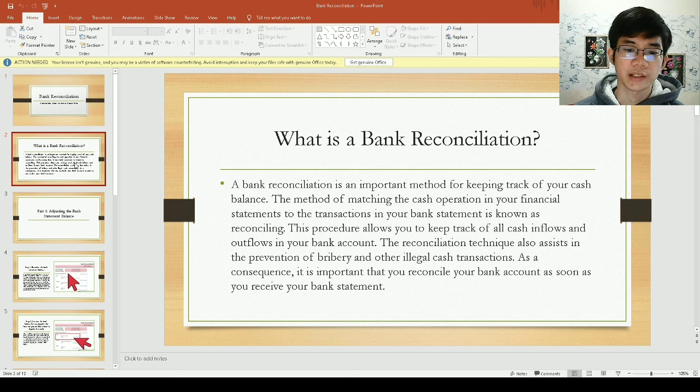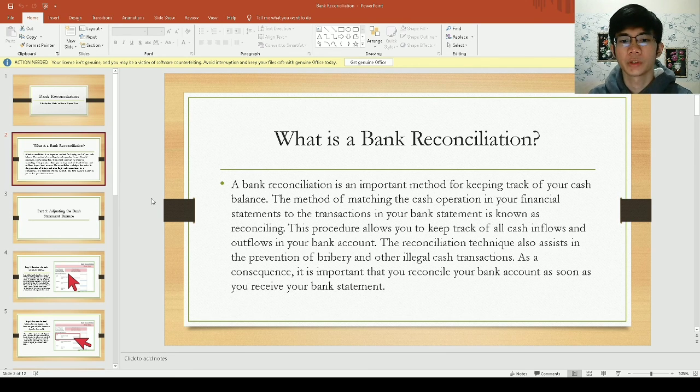A bank reconciliation is an important method for keeping track of your cash balance. The method of matching the cash operation in your financial statements to the transaction in your bank statement is known as reconciling. This procedure allows you to keep track of all cash inflows and outflows in your bank account. The reconciliation technique also assists in the prevention of bribery and other illegal cash transactions. As a consequence, it is important that you reconcile your bank account as soon as you receive your bank statement.